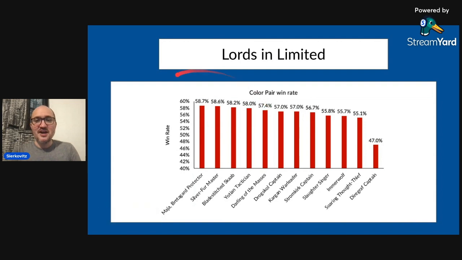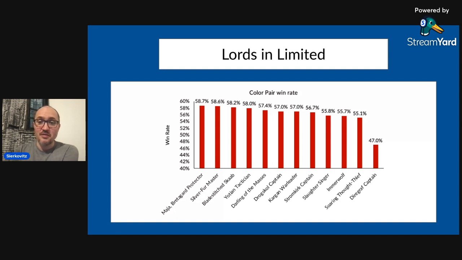In fact, the archetypes where top 5 of the Lords on my list were played are actually stronger than the top archetype in this current format so far. So we have Maya 58.7, Silver Fur Master 58.6, Blade Stitched Scab from Midnight Hunt, the 2/3 zombie lord that gave them +1/+0, is 58.2. Yoshan Tactician, the Soldier Lord from Bro, the 3/4 that gave soldiers +1/+1, 58%. Darling of the Masses, the green-white card from Streets of New Capenna that gave citizens +1/+0, 57.4.